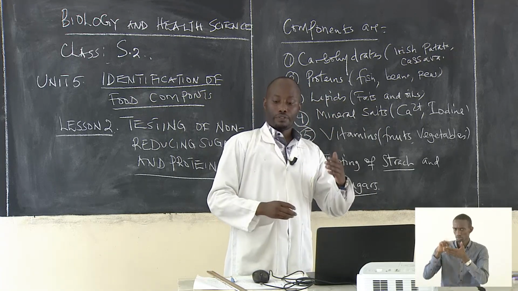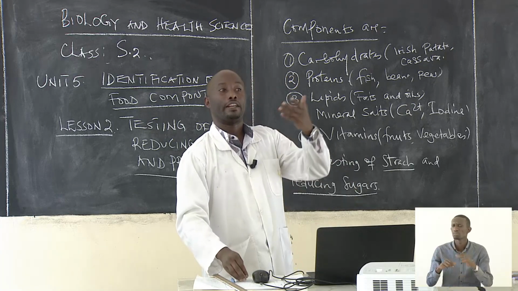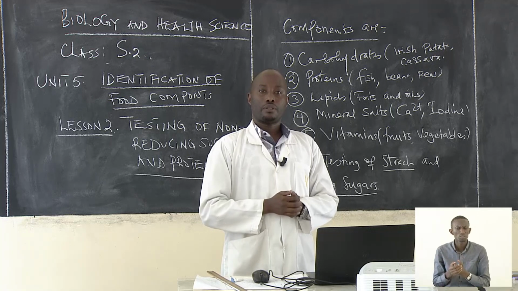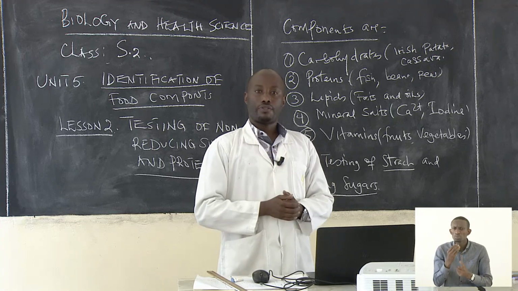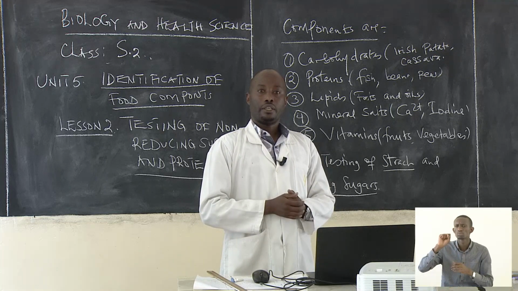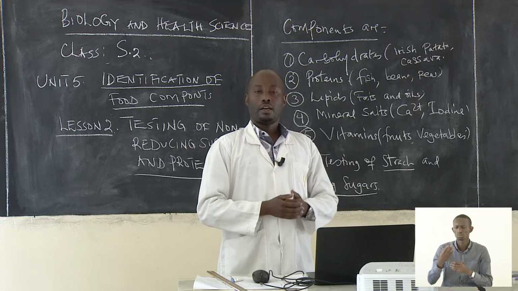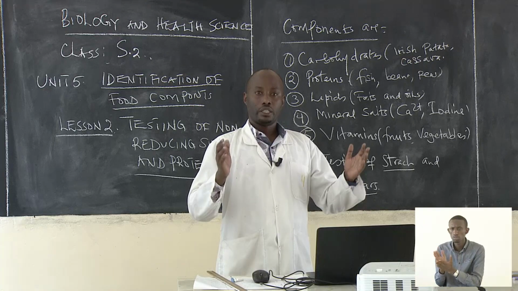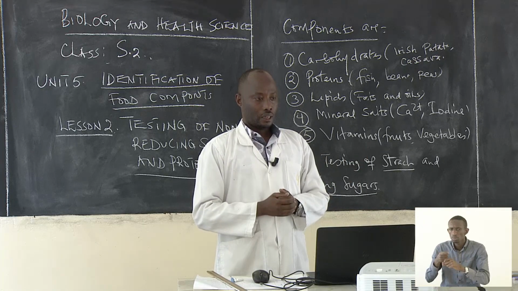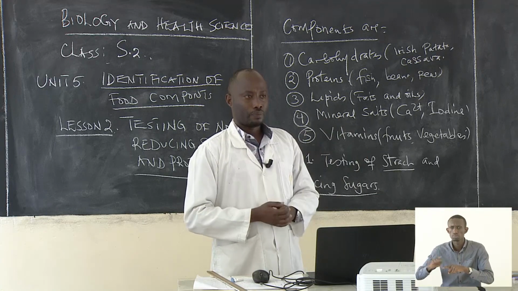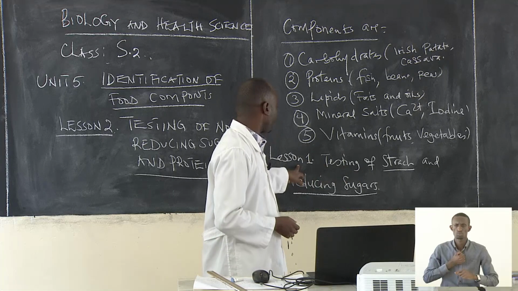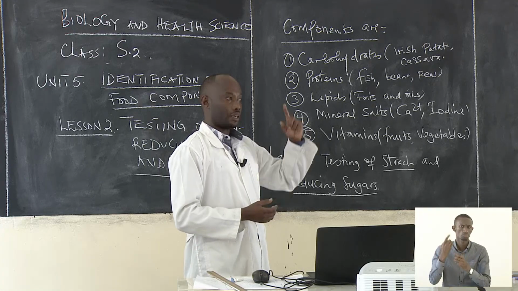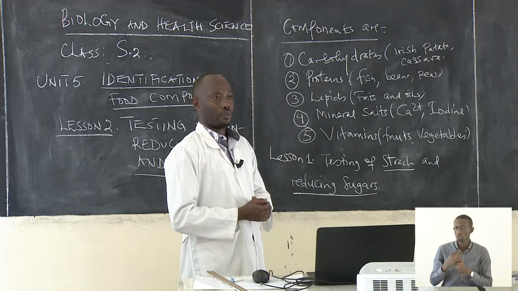We talked about foods that contain starch. How do you identify it? Most of the starch is found in many foods that we eat. It is found in cassava, Irish potato, sweet potato. All of them contain these food nutrients. Let's remind ourselves of lesson 1. We talked about the reagent that is used to test the presence of starch in a food sample.